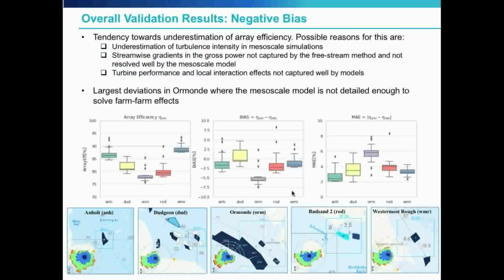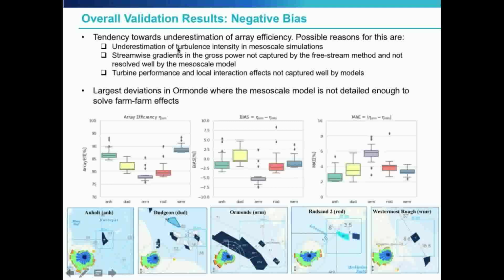Now these are the validation results. This is simulations against observations, and you see the array efficiency on the left, then the bias, and then the mean absolute error. We tend to see a trend towards underestimation of the array efficiency, and we believe that this is because probably the turbulence intensity that comes from the WRF model is underestimated, and this has an impact on the wake decay coefficients that the wake models use.